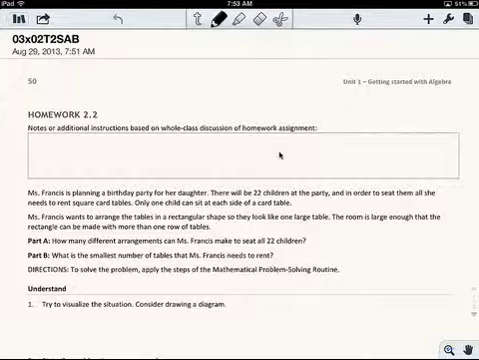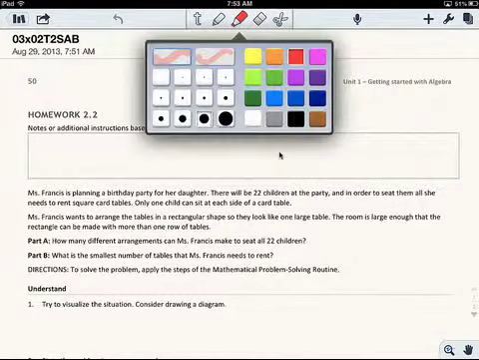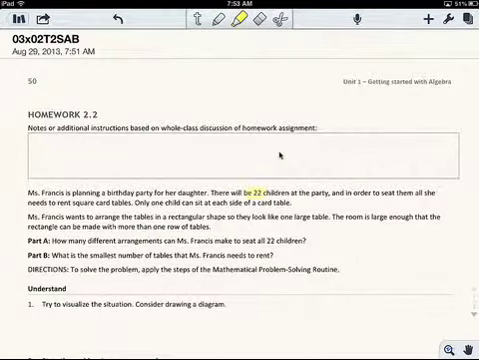Miss Francis is planning a birthday party for her daughter. There will be 22 children at the party. In order to seat them all, she needs to rent square card tables. Only one child can sit at each side of a card table. So far I've noticed some information that might be important, so I'm going to start doing a little highlighting. I see 22, and one child per side of a table.